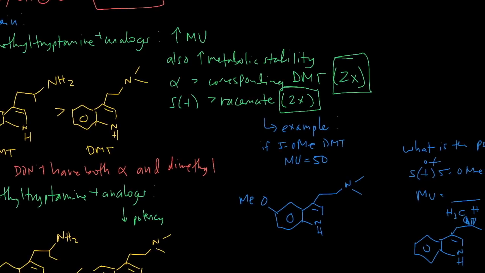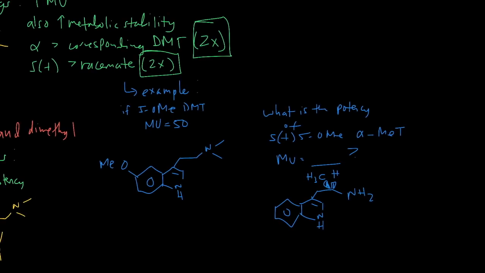Now, I said that the alpha methyltryptamine is more potent than the corresponding dimethyltryptamine by twice as much. I also said that the S isomer of this alpha is twice as potent as the racemate. So, if I give you this example, if 5-O-methyl DMT has a potency of 15 mescaline units, what is the potency of S 5-O-methyl alpha methyltryptamine? So here is 5-O-methyl dimethyltryptamine. You have your O-methyl at the 5 position, and you have dimethyl. What if you have the alpha substituent?